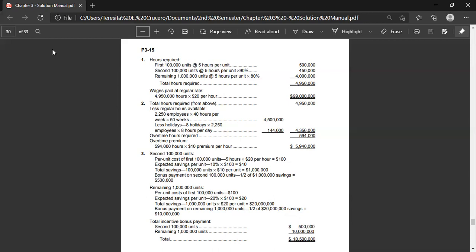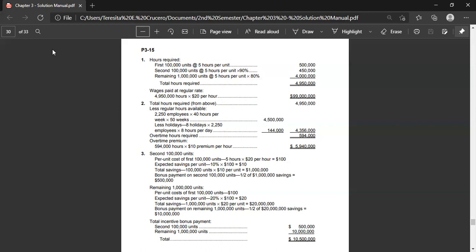So total hours required is 4,950,000 hours, and the hourly rate regular is $20. So you now get the regular rate of $99 million. Then we deduct the regular hours available.